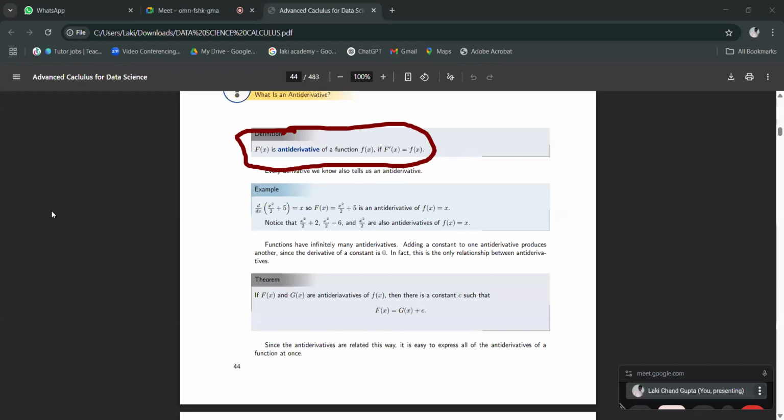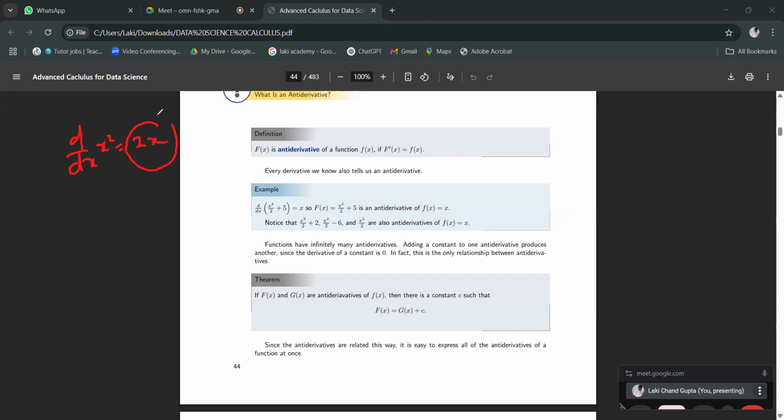Why is this called anti-derivative? Because, what is the derivative of x square? 2x. The derivative of x square is 2x, right? So when you integrate 2x, you will get x square. That's why this is called antiderivative.